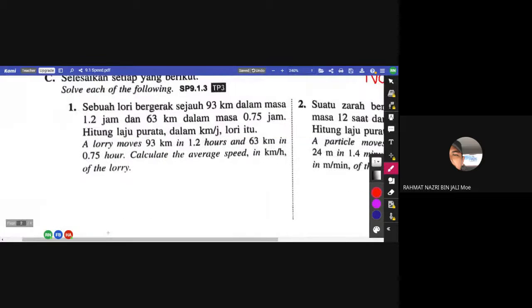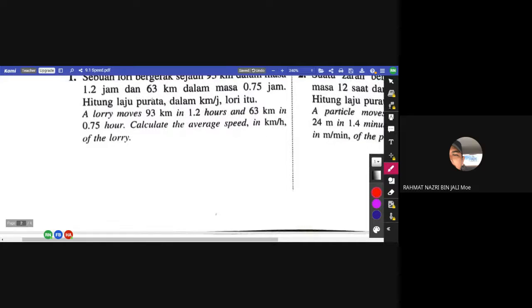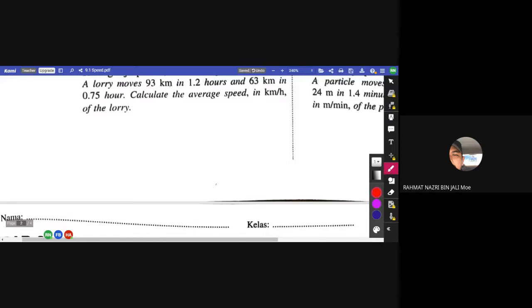Muka surat 82. Okay, solve each of the following. A lorry moved 93 kilometer in 1.2 hours and 63 kilometer in 0.75 hour. Calculate the average speed of the lorry. So what does the average speed say? Average speed is equal to total distance traveled, so we have to plus all the distance traveled divided by total time taken. So we have to plus the total time taken too. So average speed is equal to total distance divided by total time taken.